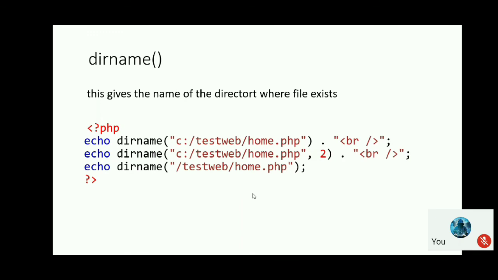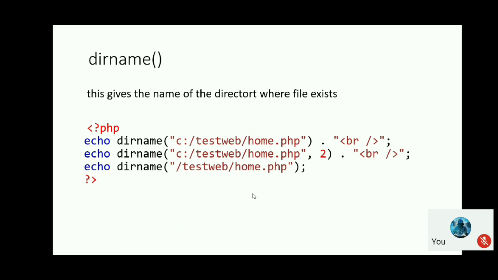So this gives me the directory name where the file exists. I have given a complete path here, C:test web home.php. Whenever I give a directory name, what is the directory name? The folder which has the file is called the directory name. So I will get the answer test web as the output here.